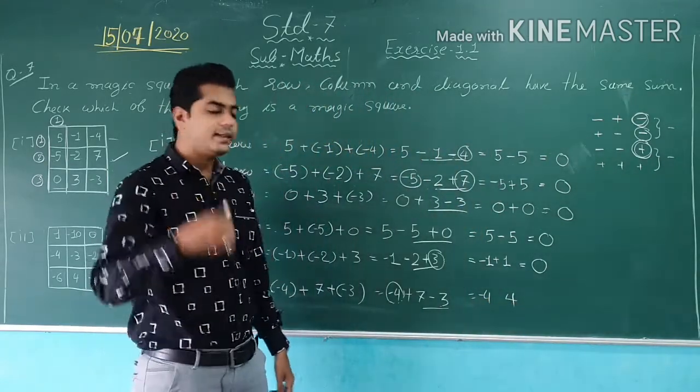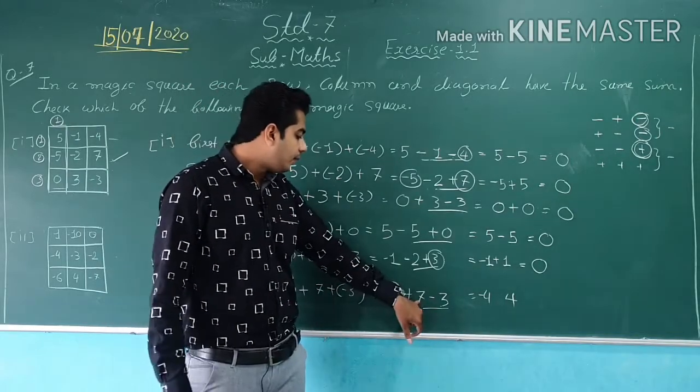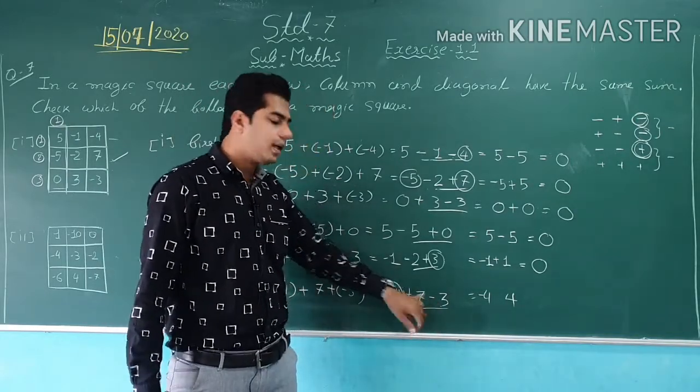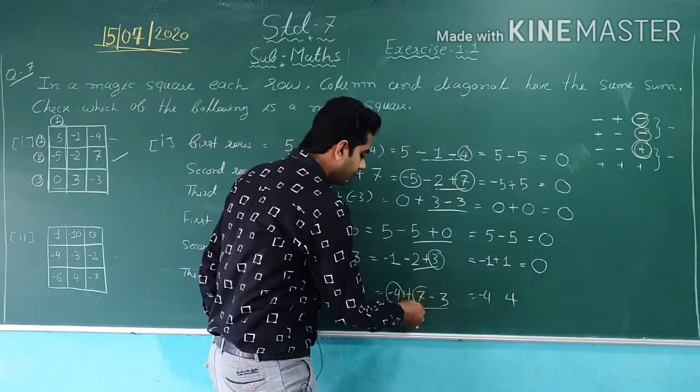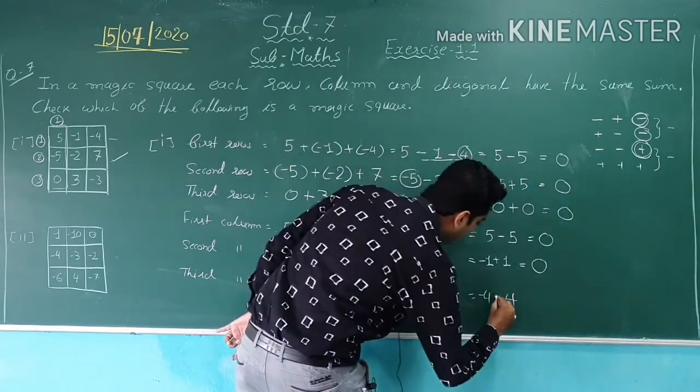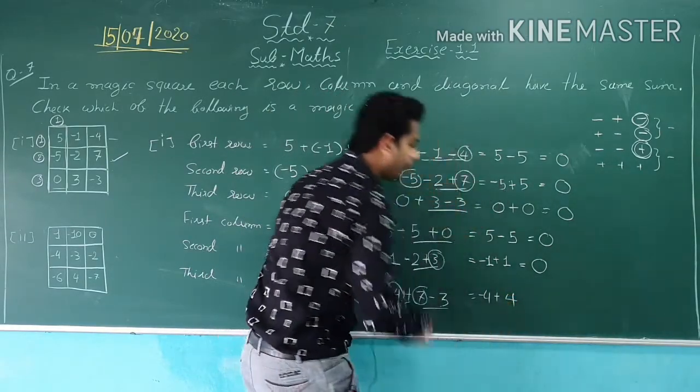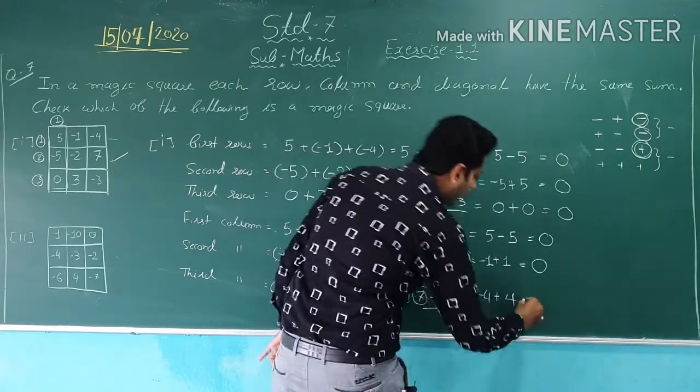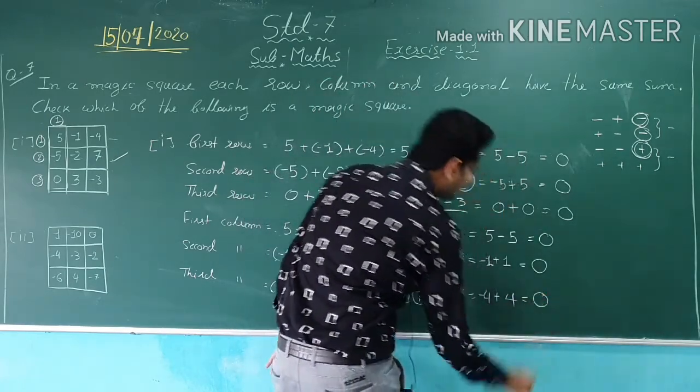नाउ व्हाट साइन शुड आई पुट हियर? सी, विथ इन दोनों में से बिगर डिजिट कौन सा है? विच वन इज अ बिगर डिजिट? 7. 7 हैज अ साइन ऑफ पॉजिटिव, सो आई विल राइट हियर प्लस 4. नाउ प्लस 4 माइनस 4, अगेन 0.